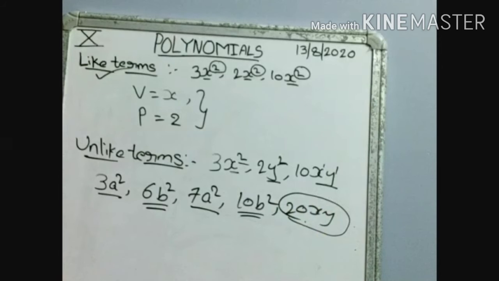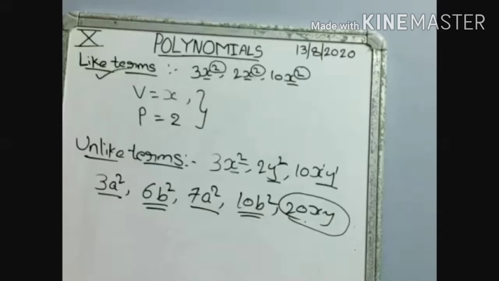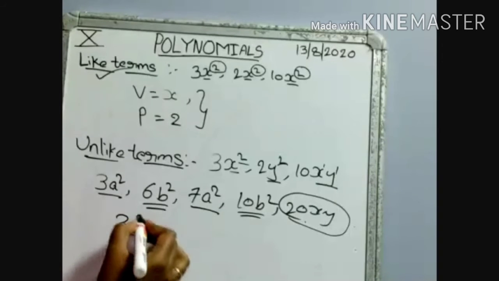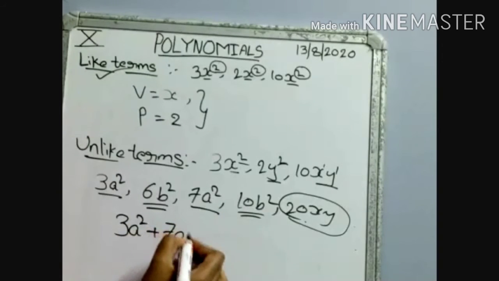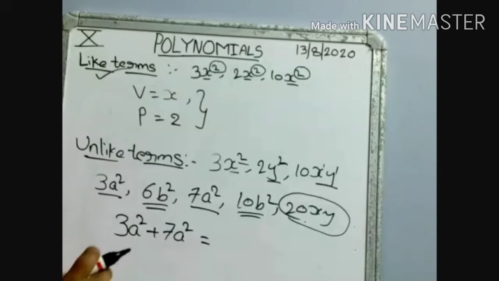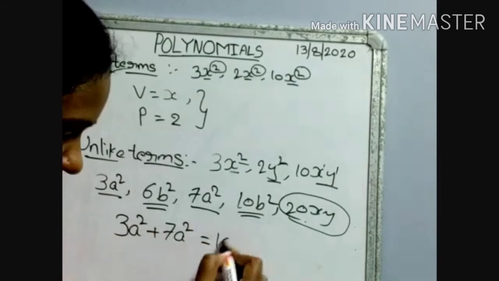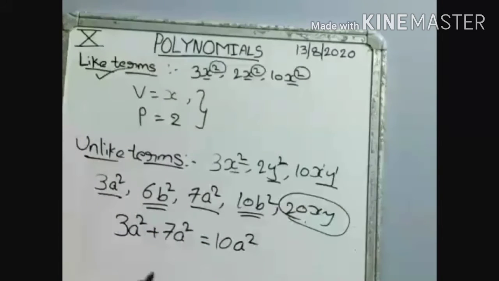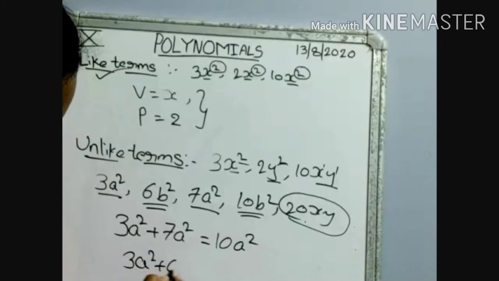Suppose it is there, then we can find that value also. So this is about the like terms and unlike terms. And after that, what we have to observe is that only like terms can be added. Suppose take 3a square plus 7a square. Here the variable and the power are the same, so directly we can add the numbers. 7 plus 3, how much? 10. 10a square.